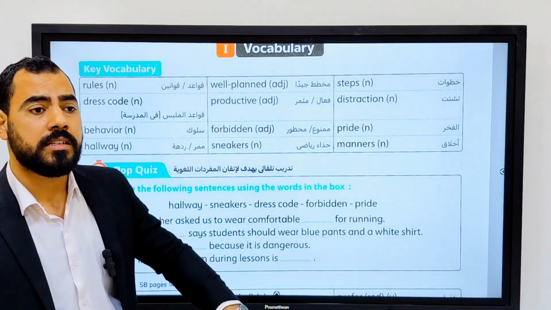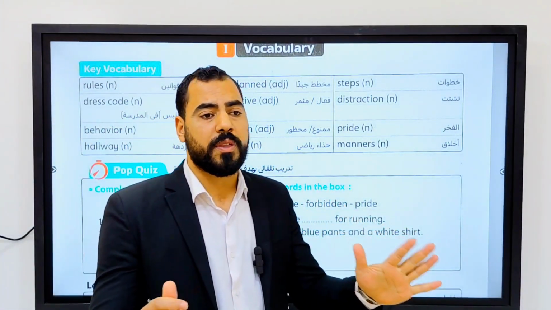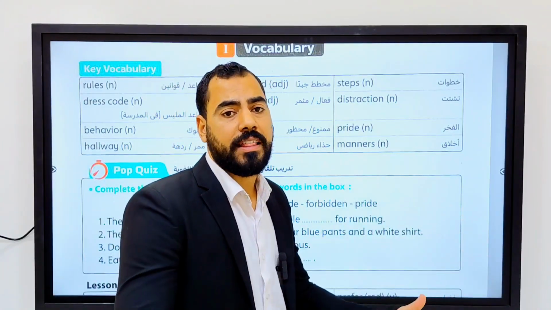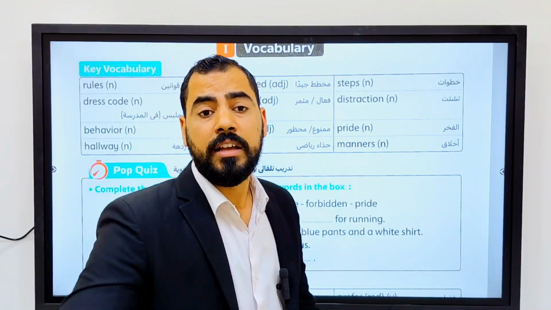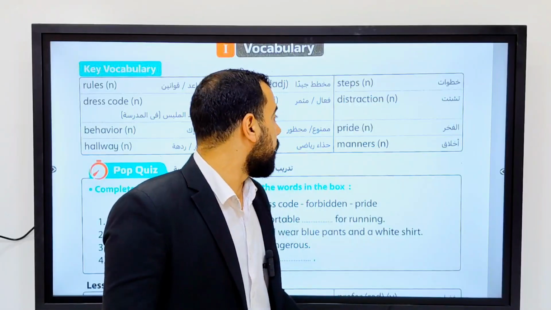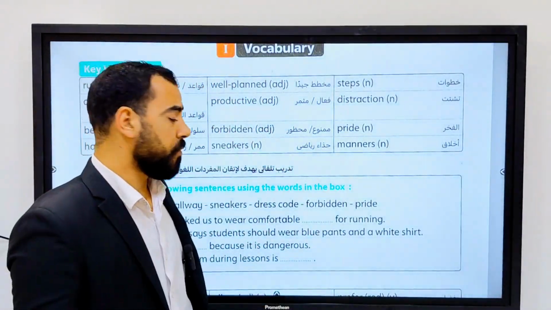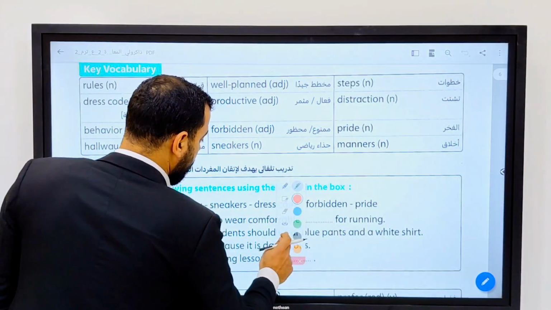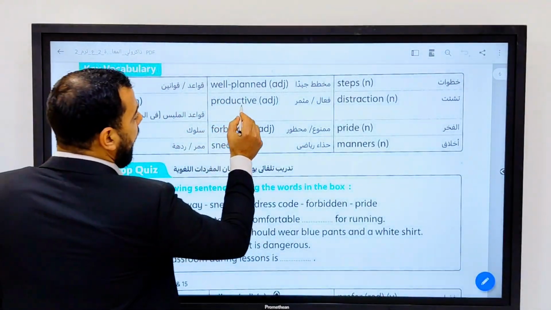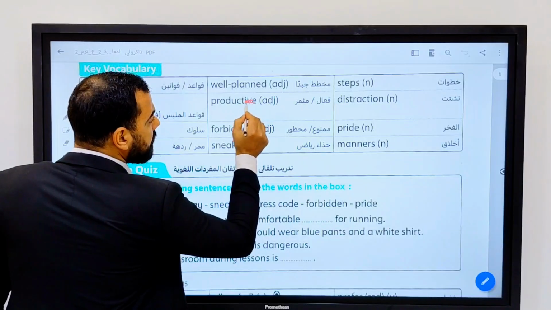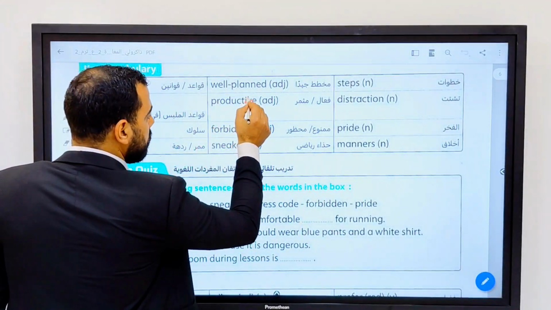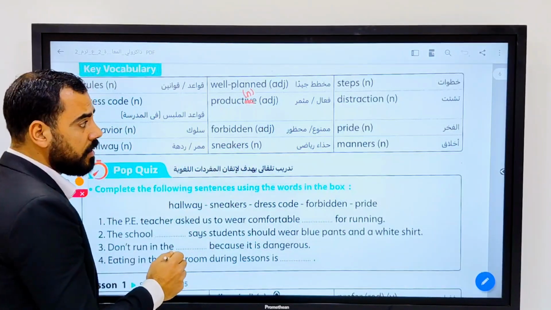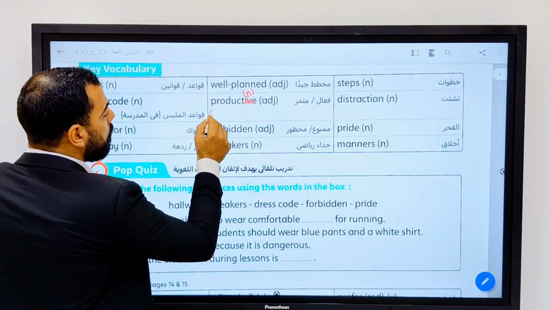Well planned. So this place or this new city, like the new administrative capital, for example, is well planned. This means that they planned it well, they designed it well. Productive is an adjective. Product is a noun.